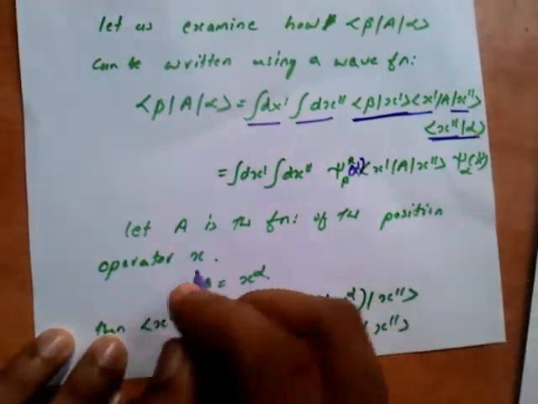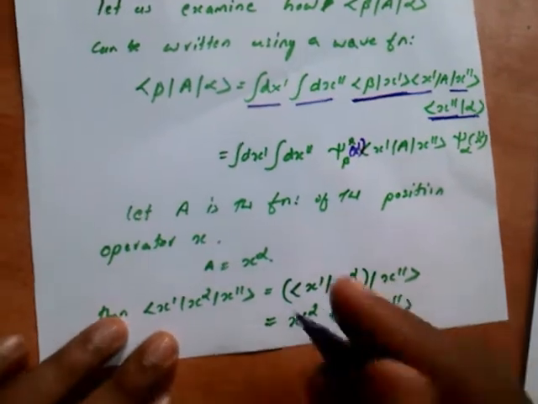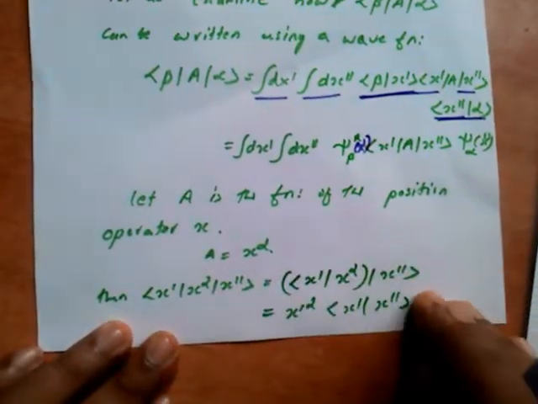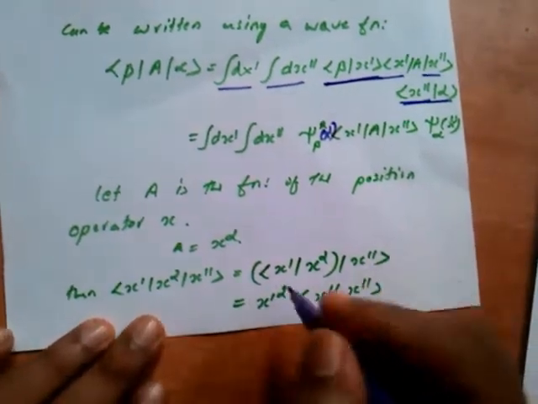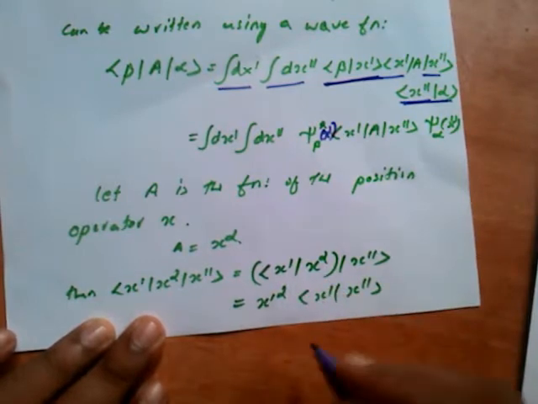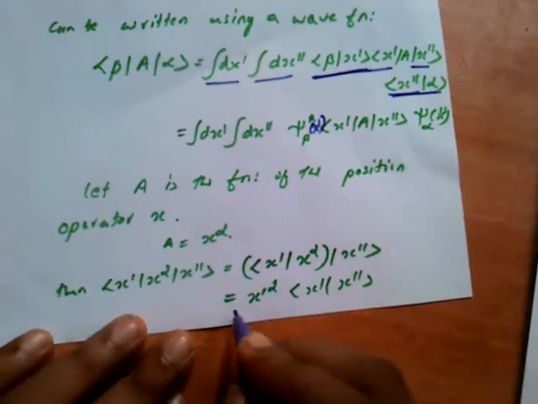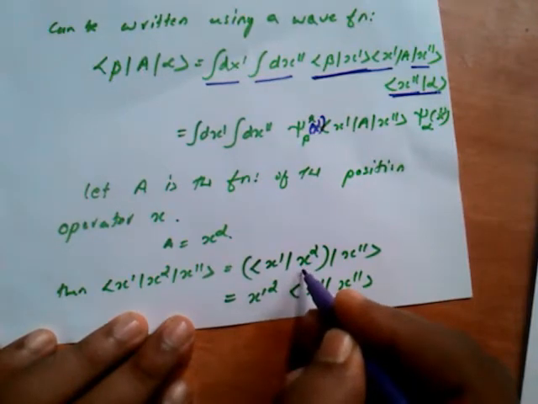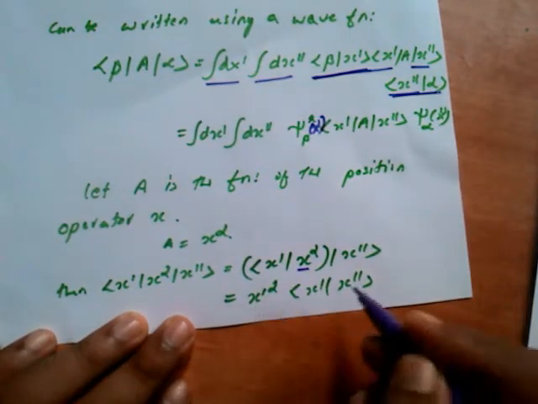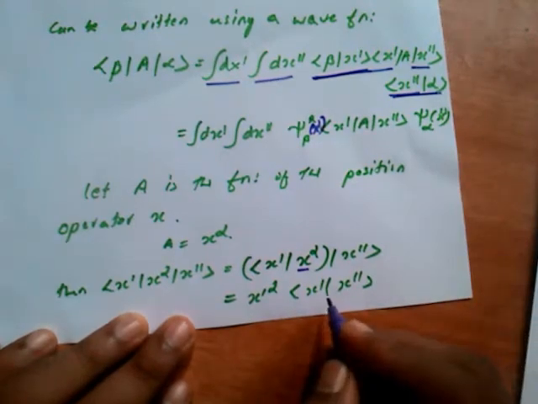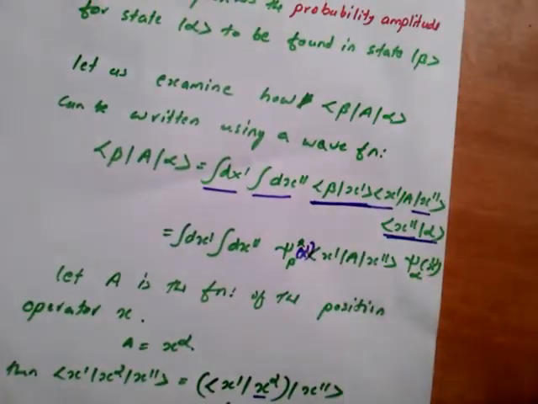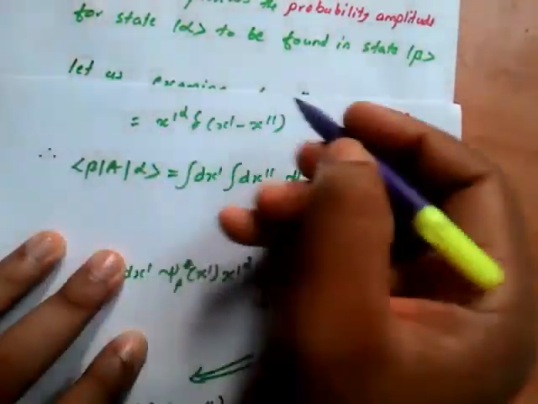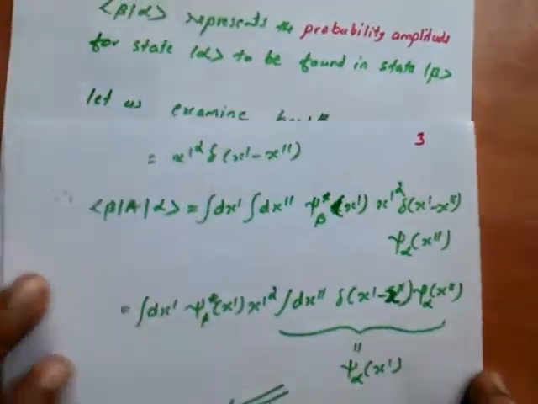If A is a function of the position operator x, then we can take A equal to x square. Then we can find x dash, x square, x double dash, where x square is operating on x dash. So we will get x dash square. This is an operator operating on x dash. We will get x dash square and the inner product of x dash, x double dash. We know what the inner product of x dash, x double dash is: that is delta of x dash minus x double dash.